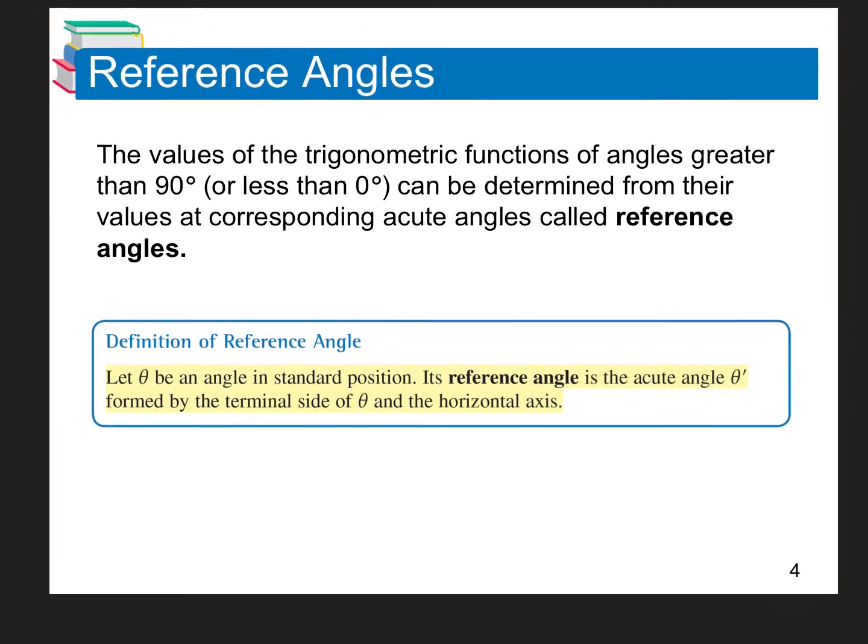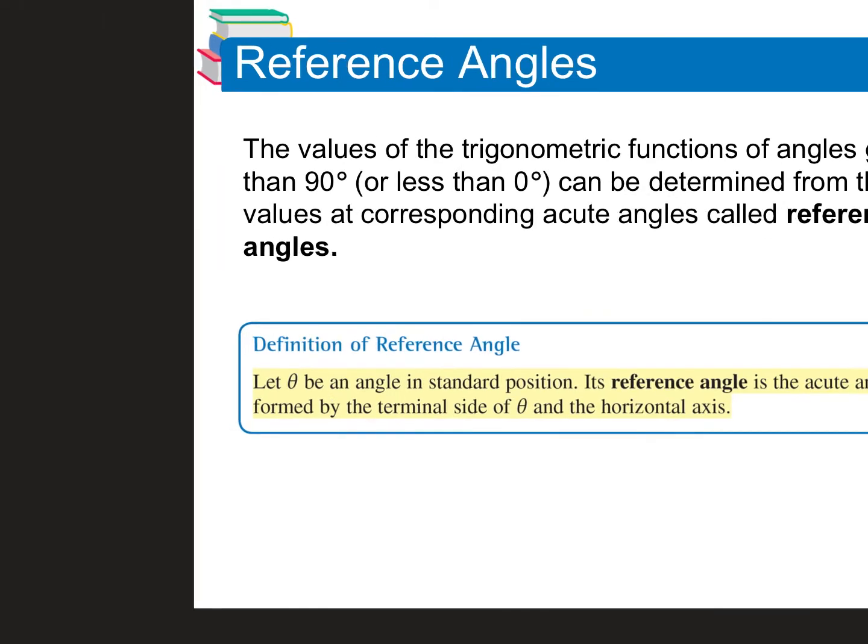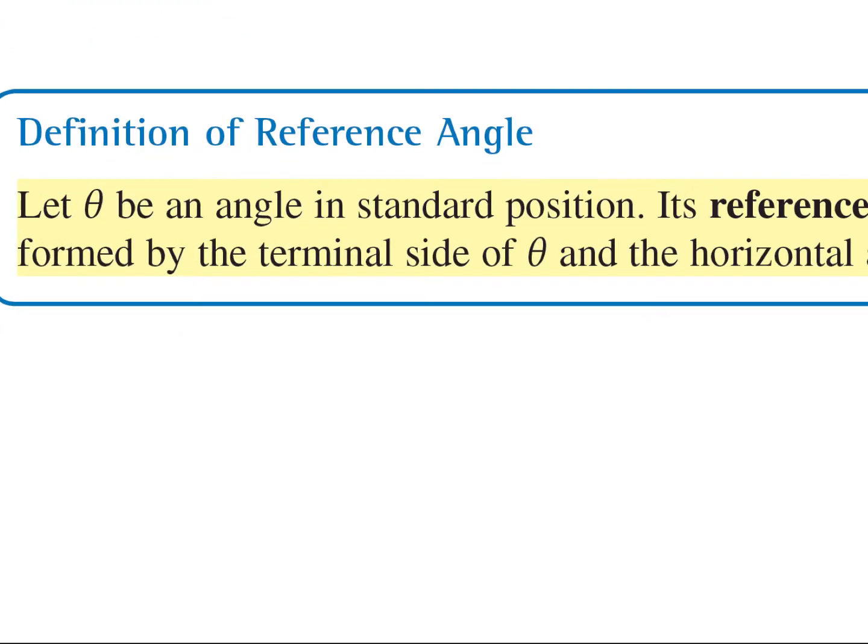All right, now we're going to talk about something called reference angles. It says, let theta be an angle in standard position. The reference angle is an acute angle formed by the terminal side of theta and the horizontal axis. I want you to write this down, and this needs to be true. Stay in your head, so you always check this, and I'll show you a million times, but it's a good way to check yourself.